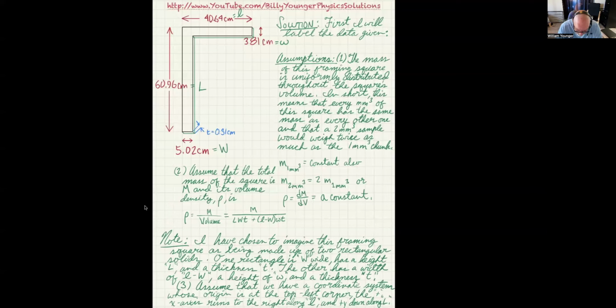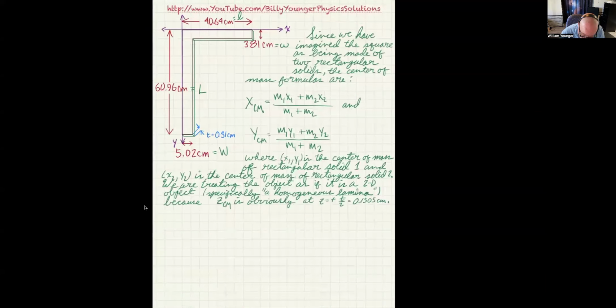And in three, assume that we have a coordinate system whose origin is at the top left corner. So I'm saying the origin is going to be right here. The positive x-axis runs to the right along this side. That's going to be my x-axis. And the positive y-axis runs along this side and points downward. So that's what I'm going on. I've already drawn that coordinate system, and I'm going to show it to you on the next page. And you can see right there, I have the coordinate system drawn.